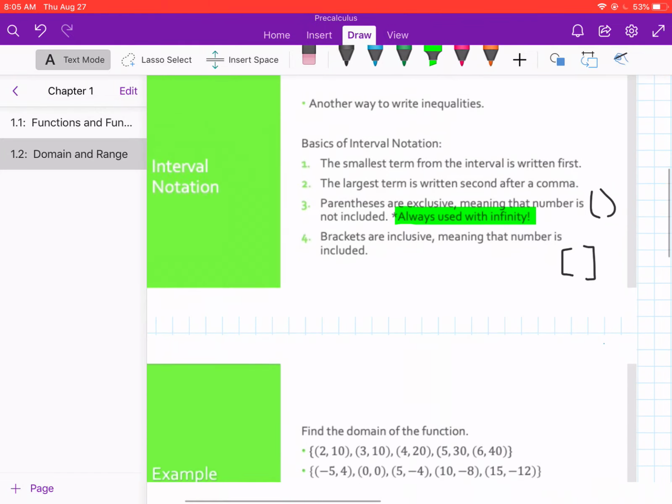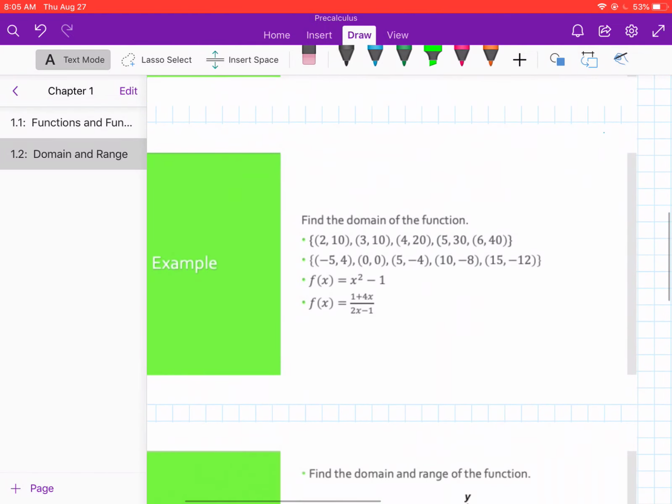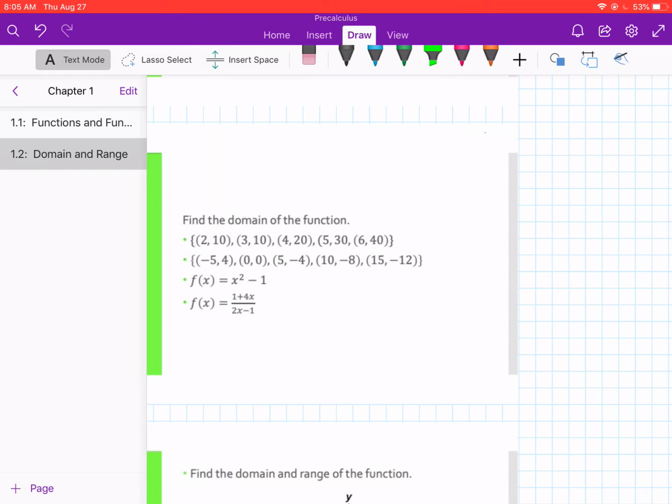So let's do some examples of finding domain. Looking at this first one, find the domain of the function. This one is a discrete function, which means we're going to use set notation for the domain. The domain is all the x values, so we have 2, 3, 4, 5, and 6. Done. I'll let you do the second one as practice, and then let's look at the third one.